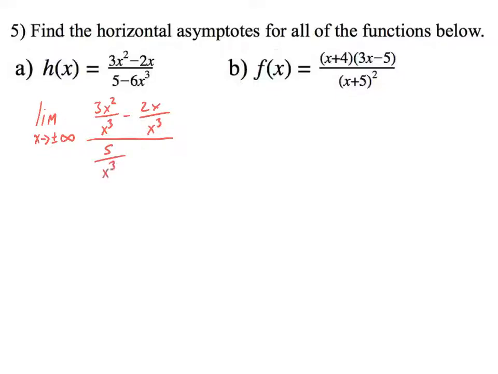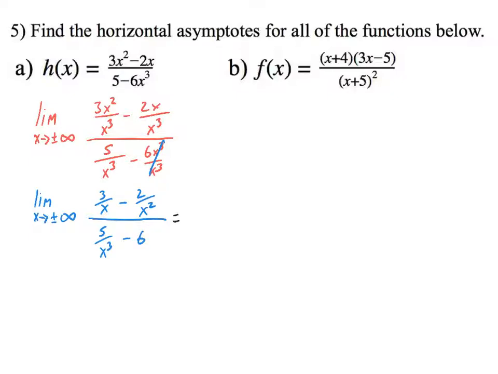And so we slowly do that. Once I do that, what you have here disappears in a couple of simplifications, but I have the limit as x approaches positive or negative infinity of 3 over x minus 2 over x squared, 5 over x cubed, minus 6.